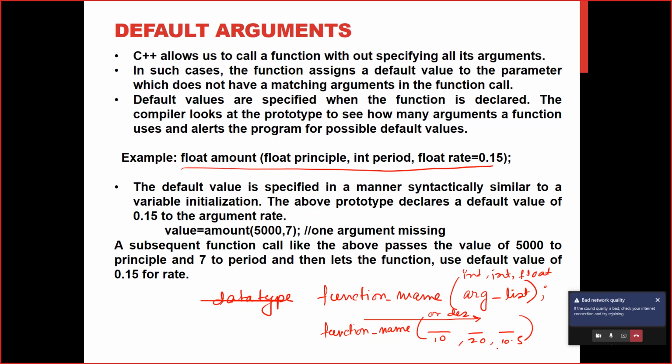Now, this value passing, once it is called, we are doing in two statements. Sometimes we can pass some default value during the declaration. Default values are specified when the function is declared. Default value means if you do not provide any value for a particular argument, it will take the default value. Say for example, I have taken float principal, int period, and float rate equal to 0.15.